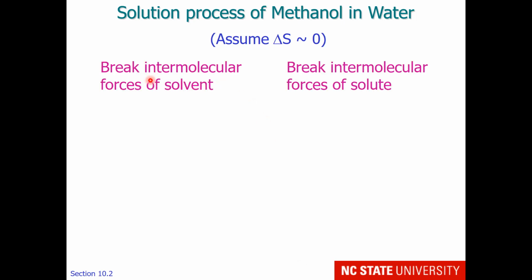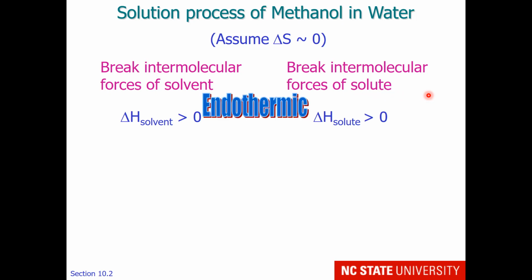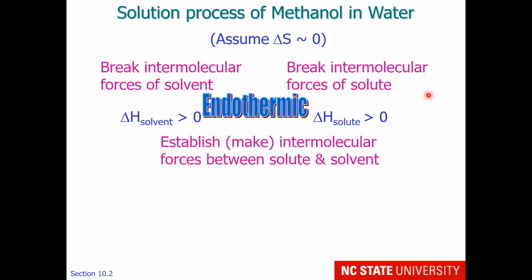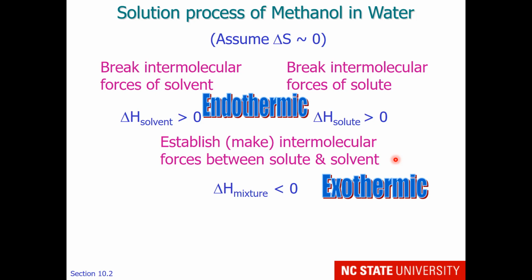In order for this to occur, first we have to break the intermolecular forces of the solvent, and then break the intermolecular forces of the solute. Both of these have positive signs, so they are endothermic and not preferred by Mother Nature. The last part of the process is to make intermolecular forces between the solute and the solvent. This is delta H mixture, and it is negative or exothermic. If we look at the entire enthalpy change for delta H of solution, it is the sum of these three enthalpies that I've just described.